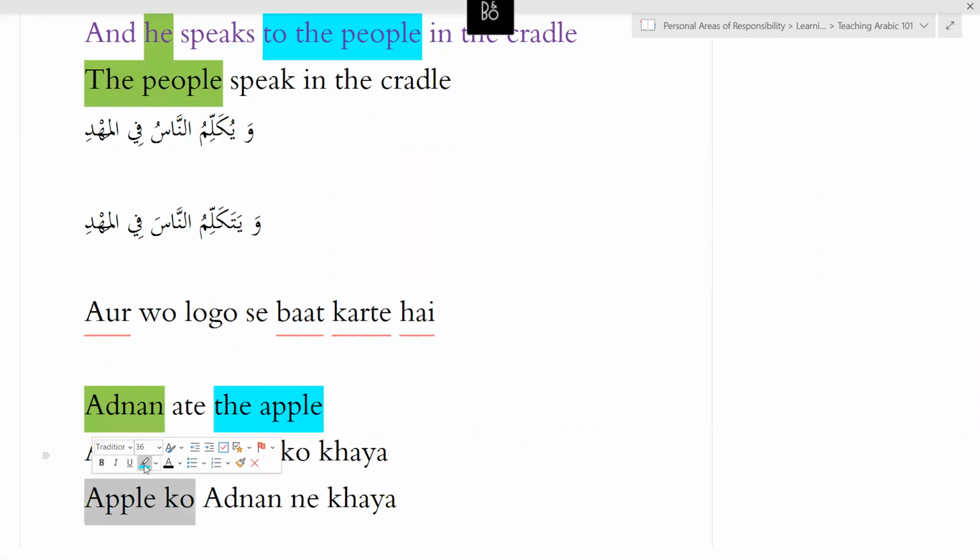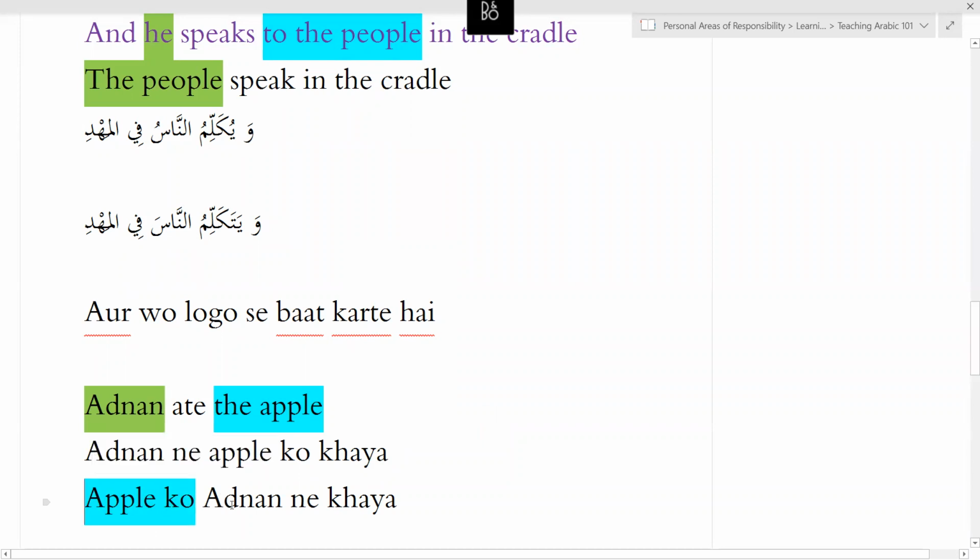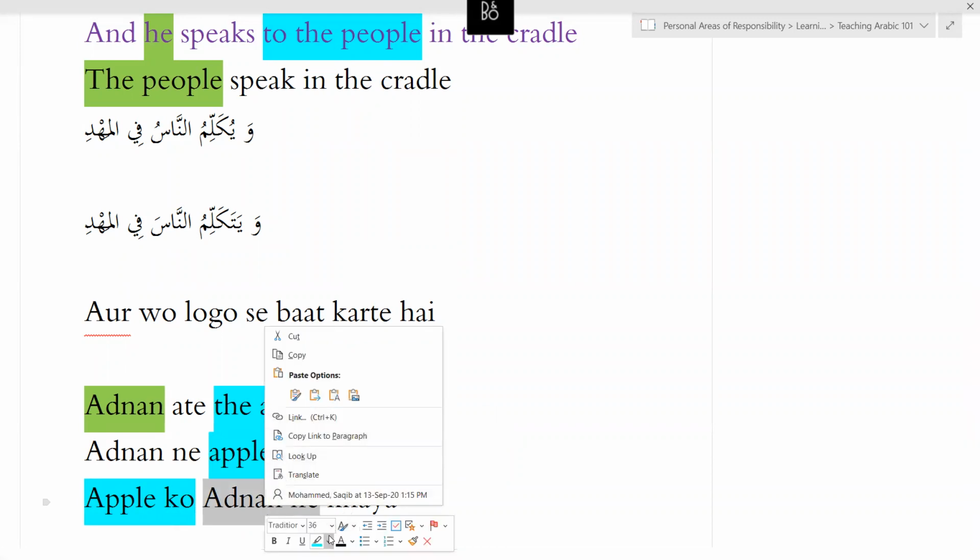So is it the same meaning or different meaning? Who ate here? Adnan ate? Yeah, but और क्या खाया? एप्पल को खाया? किसको खाया? Adnan.